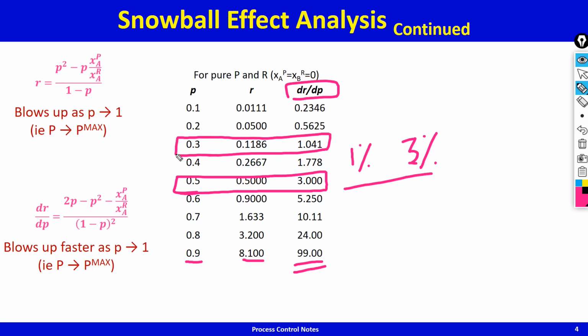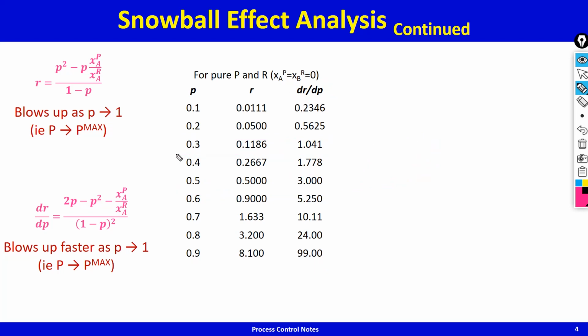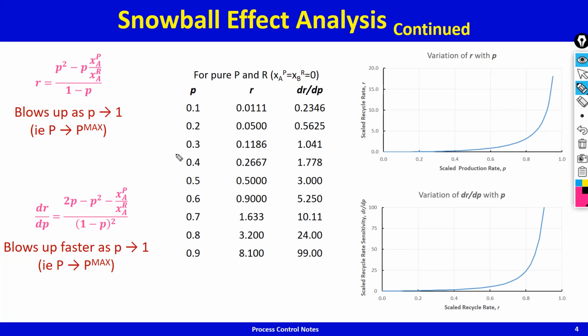So what this shows is that A, recycle blows up as product rate increases. B, the rate of change of recycle with production rate is much more sensitive. It blows up much faster. And this will be clearly evident in these figures that I made in Excel. It took me a long time to figure out how to make figures in Excel, but these have turned out to be reasonably okay.